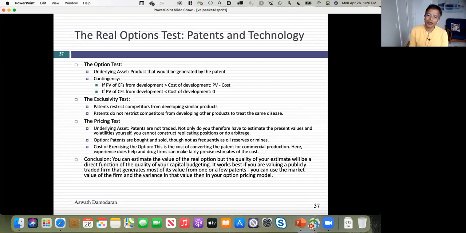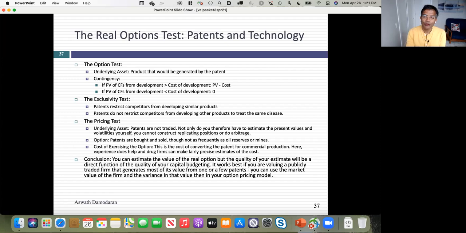Can I use an option pricing model? I'm on very dangerous ground. And do you see why? What are the requirements for an option pricing model to work well? You got to be able to trade the underlying asset. You got to be able to trade the option. What was the underlying asset with Avonex? The drug that you would sell to people with MS. I can't trade that. There's no market for it. I can't go to Bloomberg and say, buy me 1,000 shares of Avonex. I can't trade the patent. It's owned by a company. I have no idea how to buy or sell it. I'm on very dangerous ground.